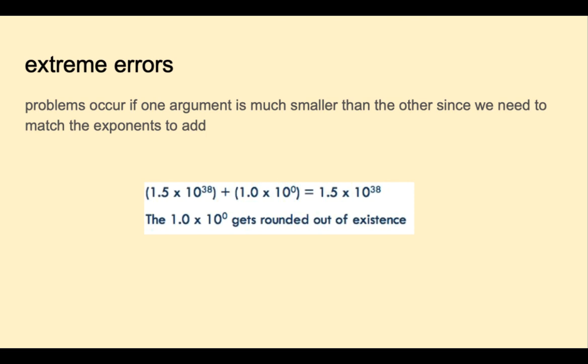Problems can also occur if one argument is much smaller than the other, since we need to match the exponents to add. In this case, we have numbers at the boundaries of what can be represented.